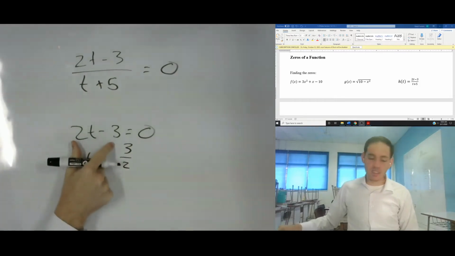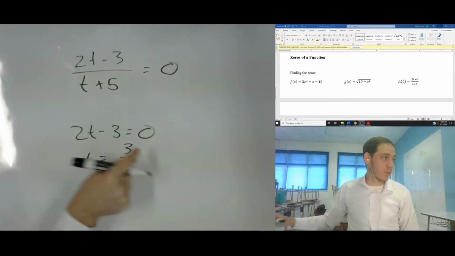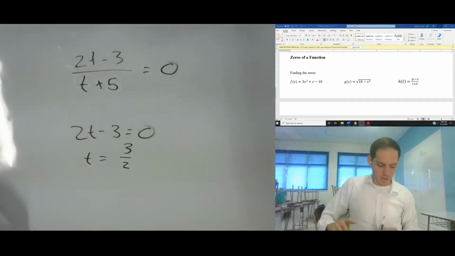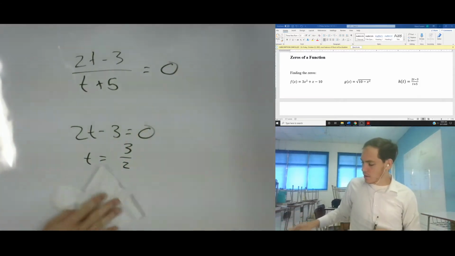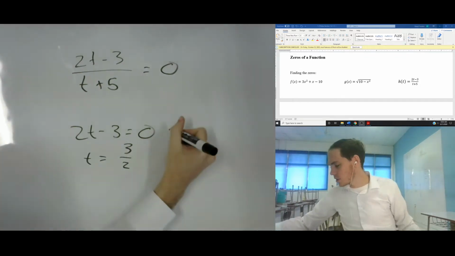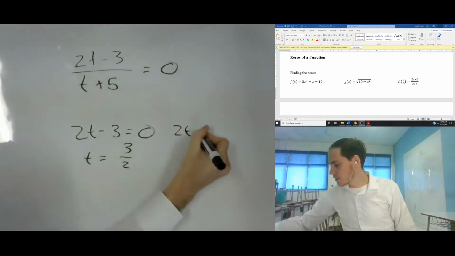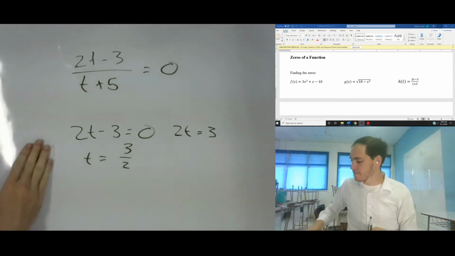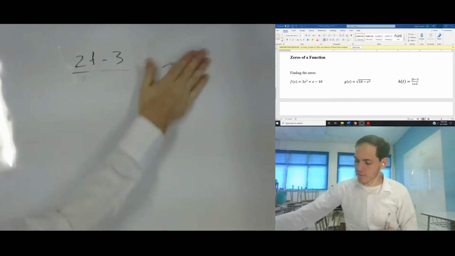Now remember, this is algebra. You're moving stuff over, okay? So my expectation is you'll be able to do that math. The book does show it, so I'll show it. So it's 2t equals 3, and then they divide both sides by 2. Okay, let's move on. So that's zeros.